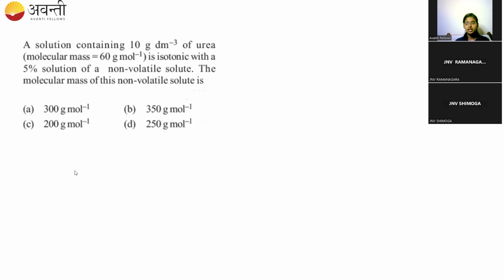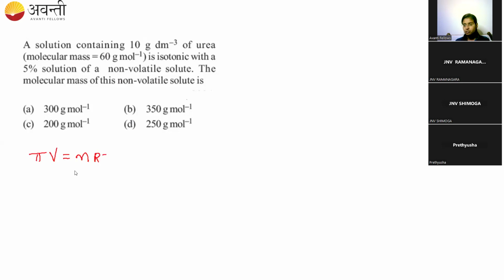A solution containing 10 gram dm^-3 of urea is isotonic with a 5% solution of a non-volatile solute. The molecular mass of this non-volatile solute is. So here we have to use the π V = nRT formula, where π is equal to nRT by V.